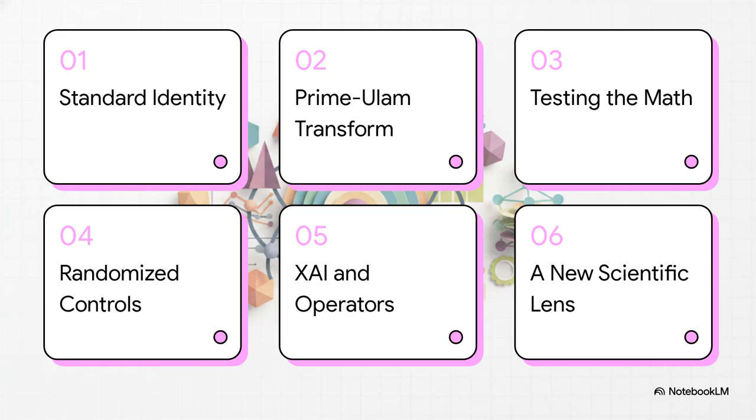Here is our roadmap for decoding this framework today. First, the standard nuclear identity. 2, the prime Ulam transformation. 3, testing the math. 4, randomized controls. 5, explainable AI and operators. And finally, number 6, a new scientific lens.